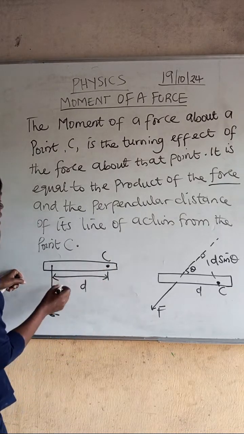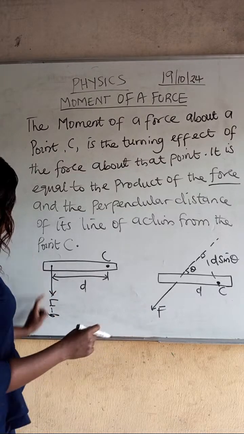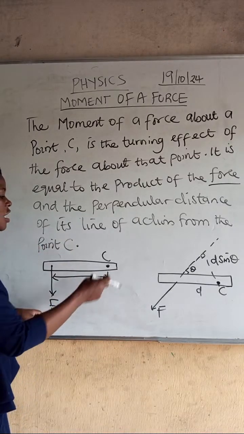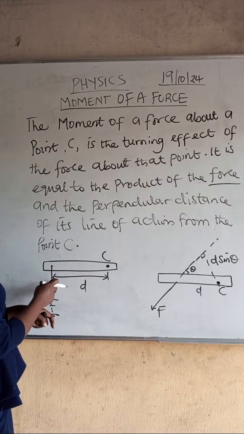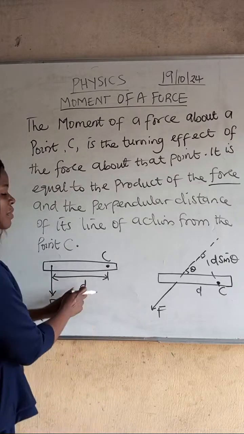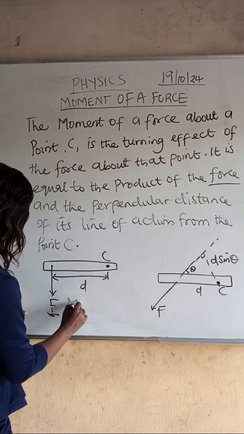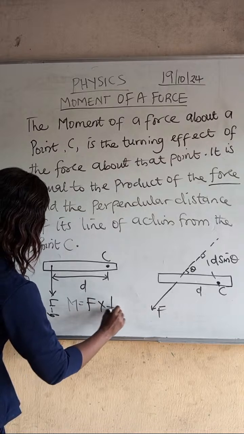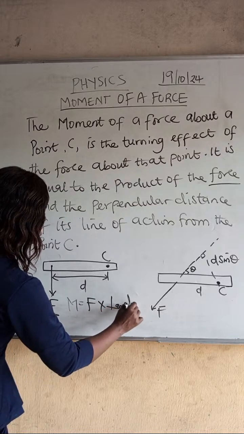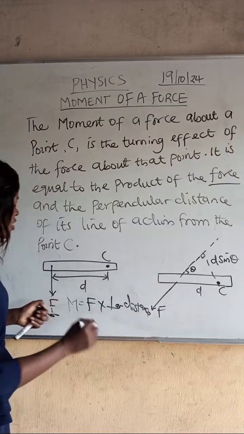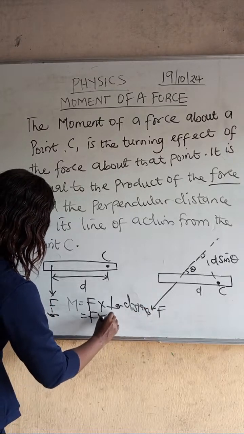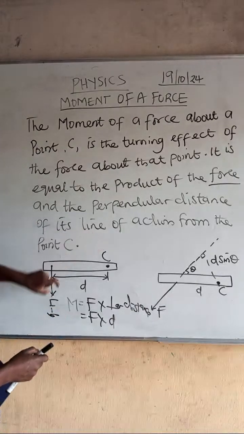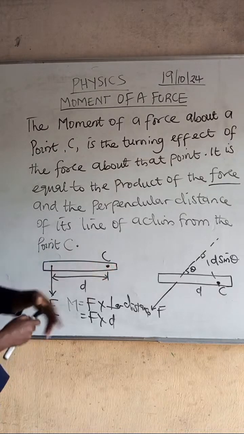Do we understand? So from here to the center, we have perpendicular distance. Why is it perpendicular distance? Because the force is acting down. Do we understand? The force is acting down from here to here. So we are asked to calculate the moment from this diagram. The moment M is equal to force times perpendicular what? Distance. So I can say this is simply put force times what? Distance.